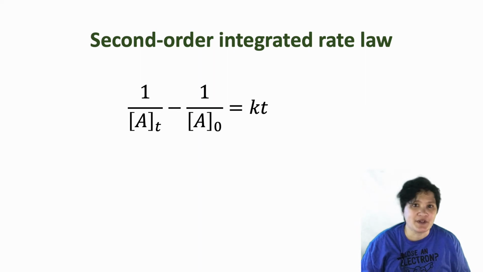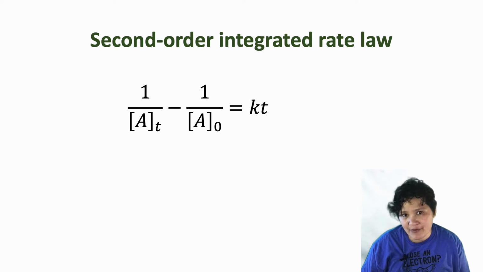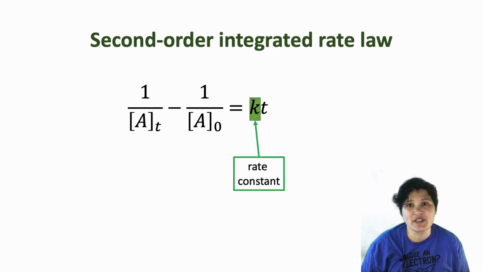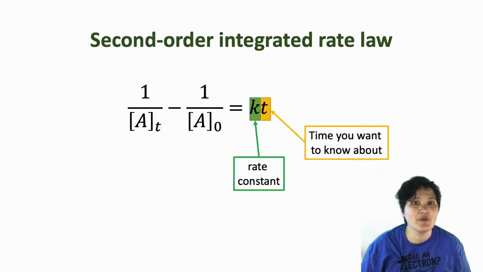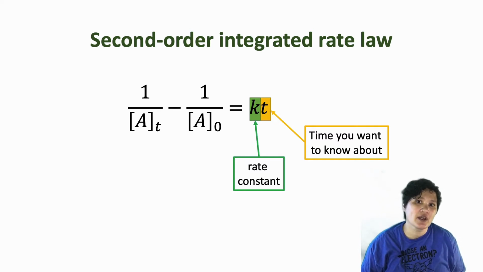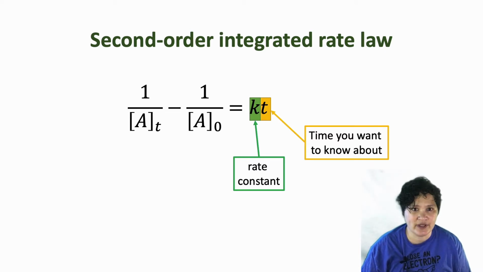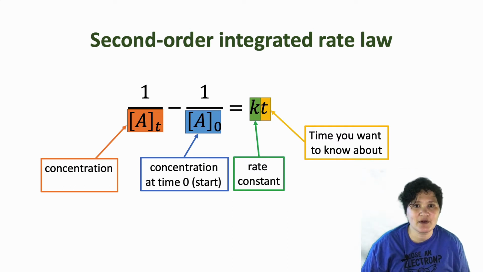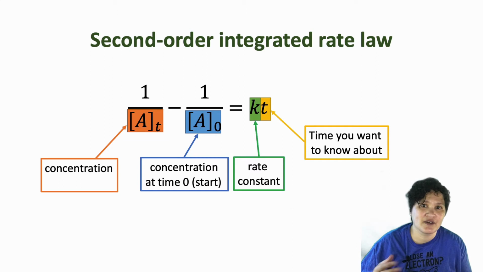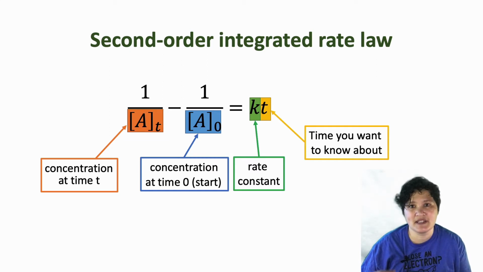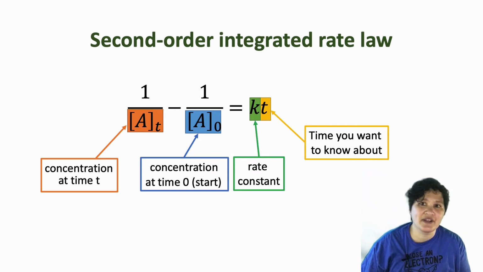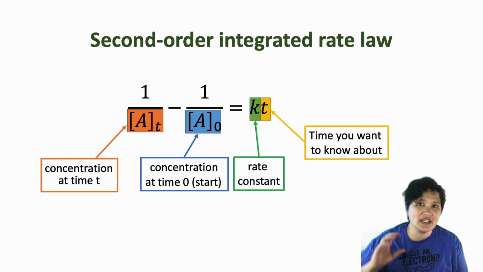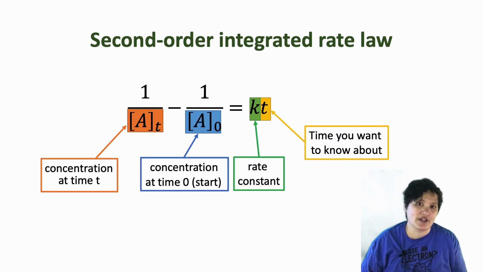So we're going to start off with the second-order integrated rate law. You can see that this second-order law looks somewhat different from the first-order integrated rate law. We still have the rate constant. We still have the time we want to know about. That part has not changed. But you will notice that there is no negative in front of the kt like there is in the first-order integrated rate law. We still have our two concentrations, our concentration at time 0, the starting concentration, and the concentration at time t. But instead of having natural logs, we have the inverse, 1 over those concentrations.